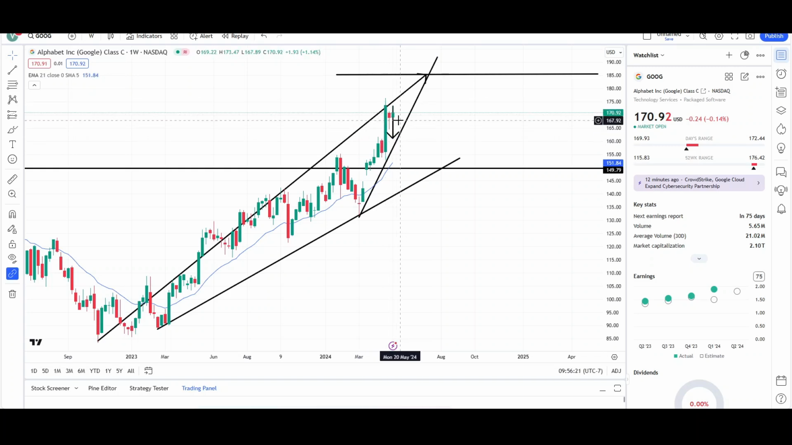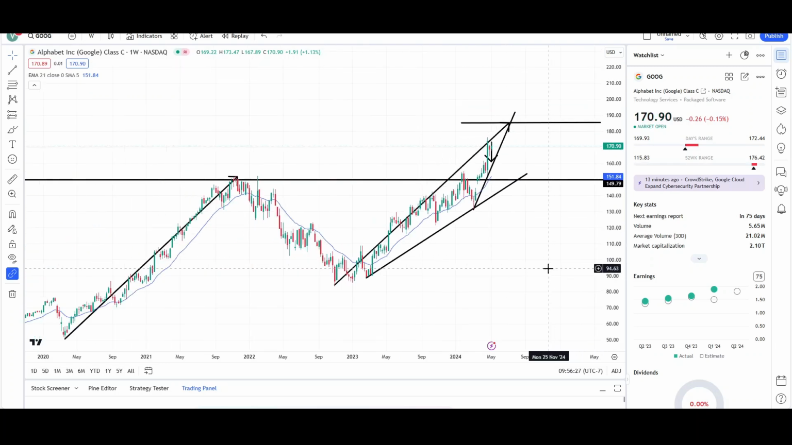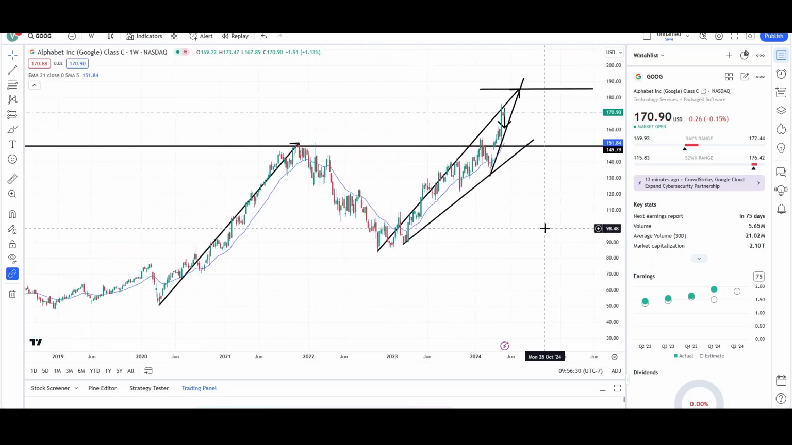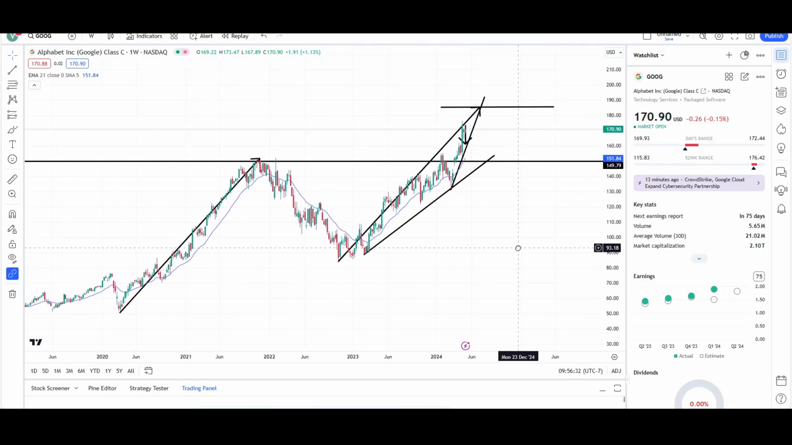Like I said before, short term could be slightly bearish to neutral, but it's still looking like we can see higher prices after that. Or we can just go up right now. So either way, I would be bullish for Google. Right now, it's at almost the highest point in history.